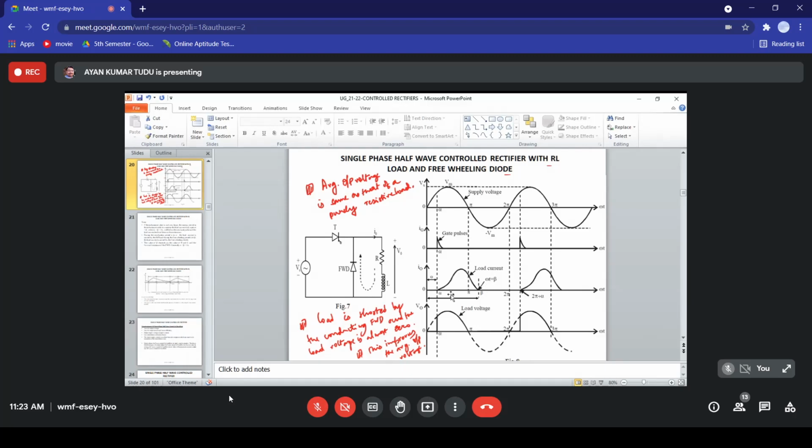But here, as you can see, since the load inductance is such that it is able to maintain the load current only up to omega t equal to beta, that is well before the next gate pulse. Therefore, the load current tends to be discontinuous because it is tending to be zero. Okay. So during the conduction period of alpha to pi, let me see here.